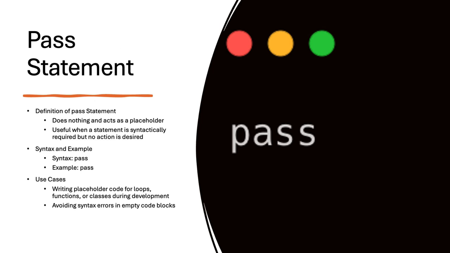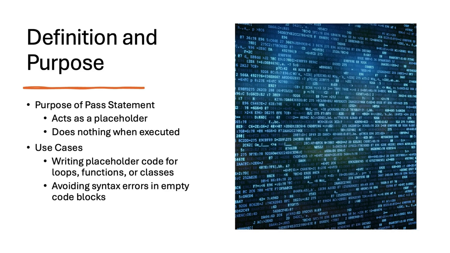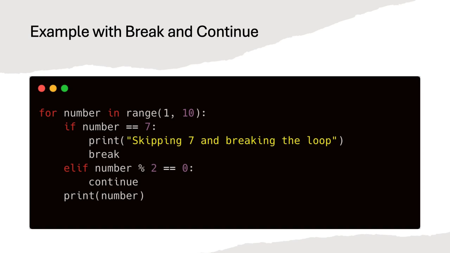The pass statement in Python does nothing and serves as a placeholder. It's useful when a statement is required but no action is needed. Common use cases include writing placeholder code and avoiding syntax errors in empty code blocks. The pass statement serves as a placeholder and does nothing when executed.